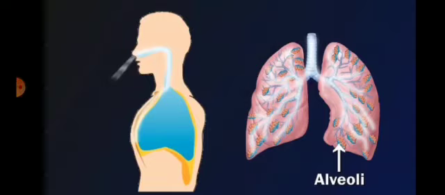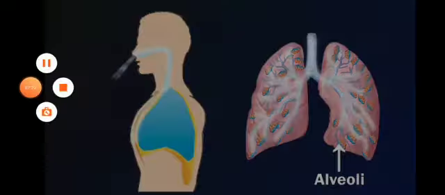And as you know, these alveoli are small balloon-like or sac-like structures which are totally covered with blood capillaries, highly vascular structures. These alveoli are filled with gases. Millions of alveoli are present in our lungs, and they carry this inhaled gas.